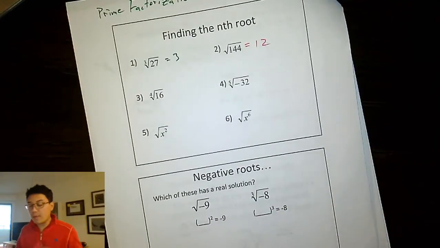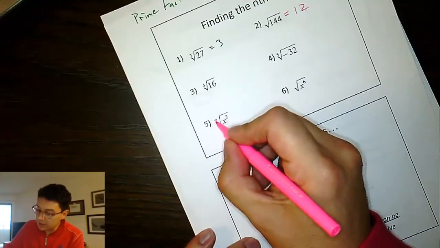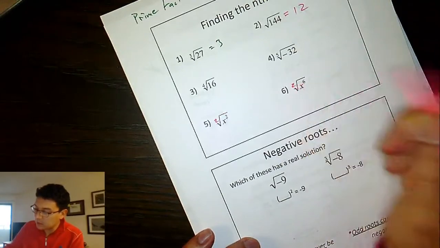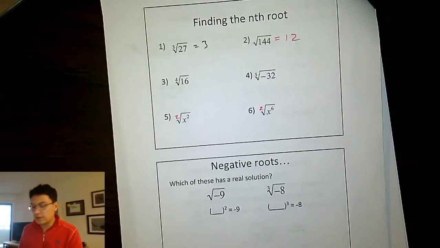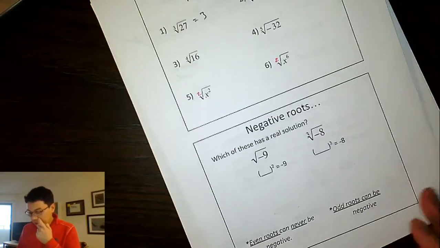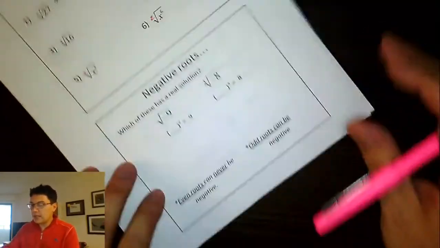Remember, try to group by pairs. I'll help you guys out here. This has got an index of 2, and this has got an index of 2, if that'll help you guys with your grouping. Stop the video. Try to finish the last few of those. Okay? All right. Now that you guys are done with that, let's take a look at negative roots.